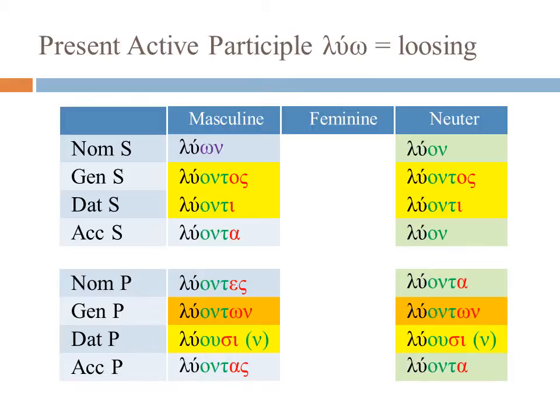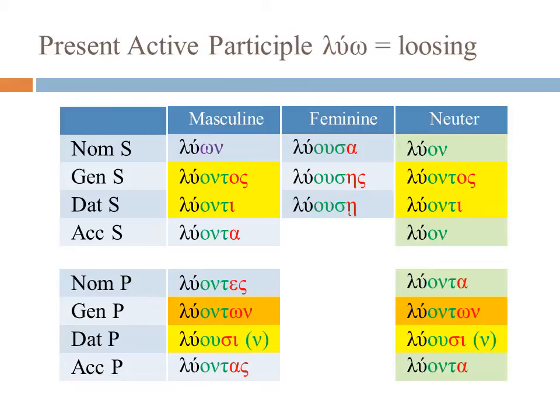And then we're going to run through the feminine, luousa, and that ousa is going to kill you. But that ousa is a feminine ending. That sigma alpha is going to look like it is a first aorist ending. I know, and it's going to kill you. Think of this ousa as one thing.